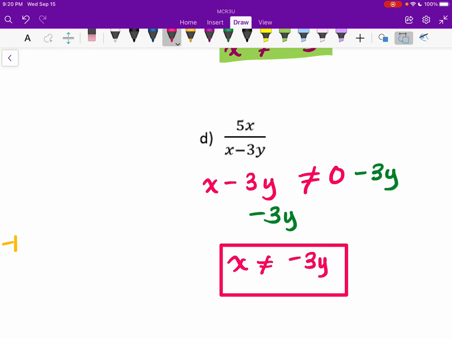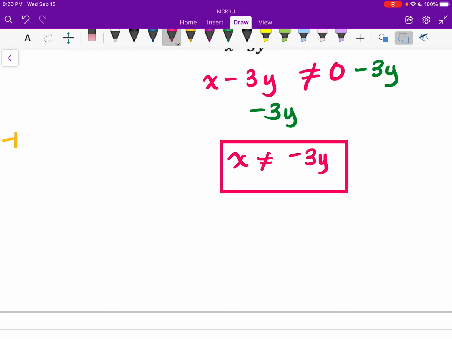Oh, sorry, this should be plus 3y, because the term was x minus 3y. So my first answer is x cannot equal 3y. But x isn't the only variable there. y is too. While we solved it in terms of x, we also need to solve in terms of y and find out what y cannot equal.